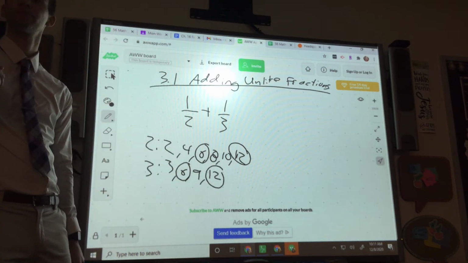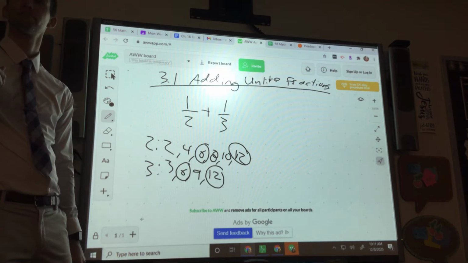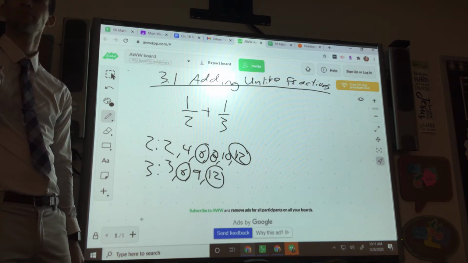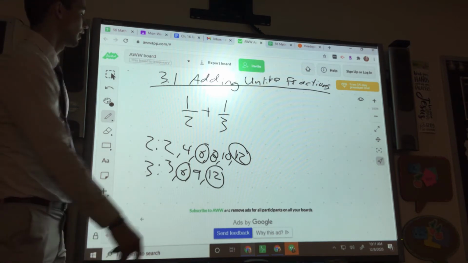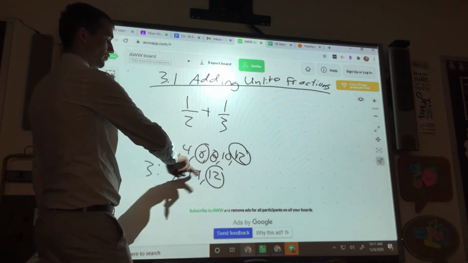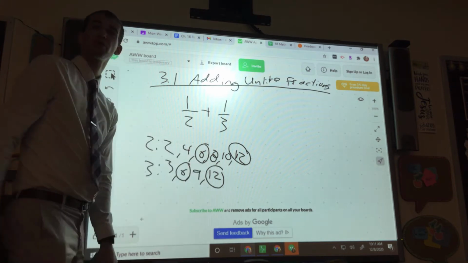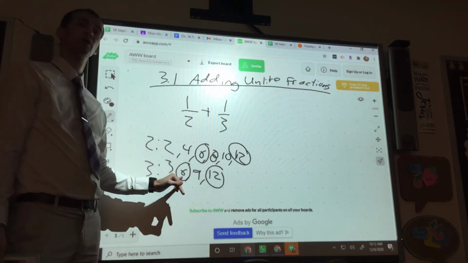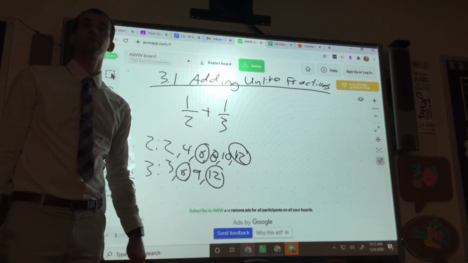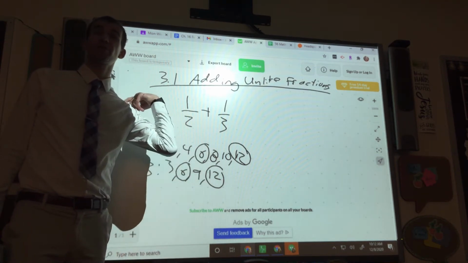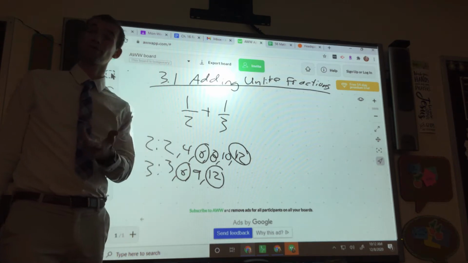I asked 3 people, and some people said yes, and some people said no. The answer is yes. So you want both of these either going to 6 or 12. Do we want them to go into the smaller number or the bigger number? The smaller number. We always want the smallest number. That's known as putting it in simplest form.